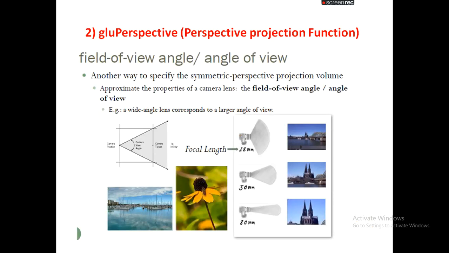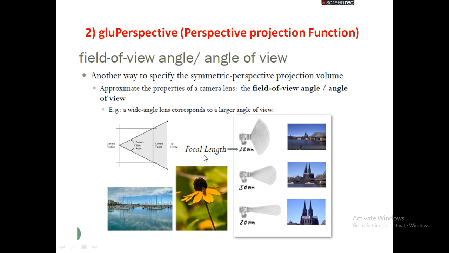Now as you can see, I said field of view or angle of view. This is the best example here, right? Generally we will tell the focal length in real life or in a real camera. See here, the camera position is here. That is called the projection reference point. And this is nothing but the angle of view, right? So a wide angle lens corresponds to a larger angle of view.